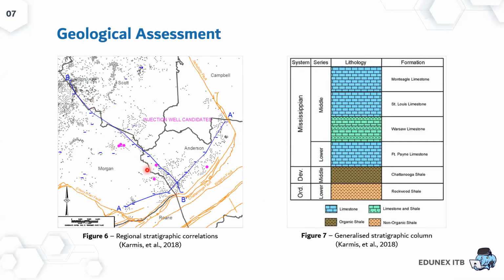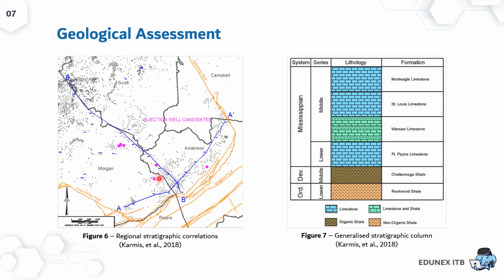This line is a dip-oriented line, indicated as correlation B prime. The Chattanooga Shale regionally strikes to the northeast and dips to the southeast within the study area. There are 6 injection well candidates located in Anderson and Morgan counties.